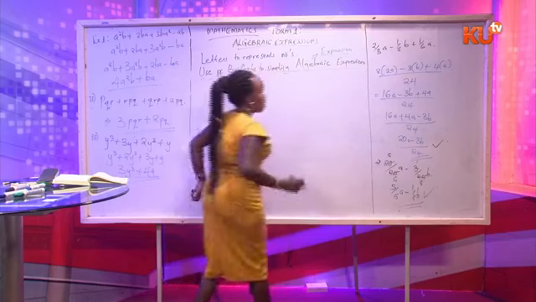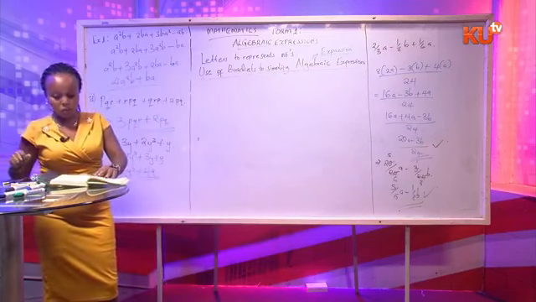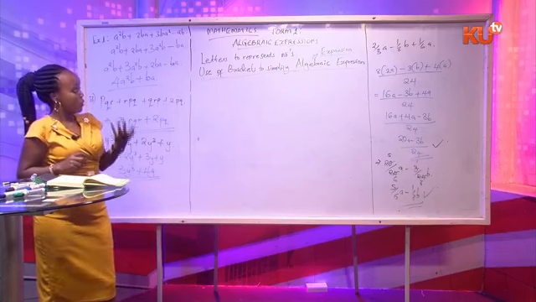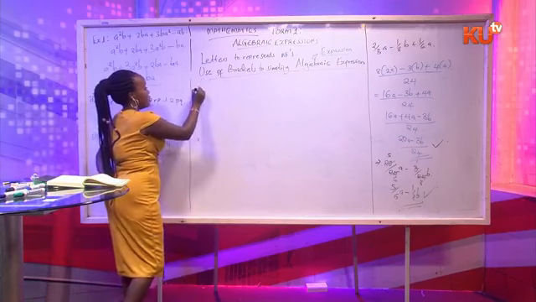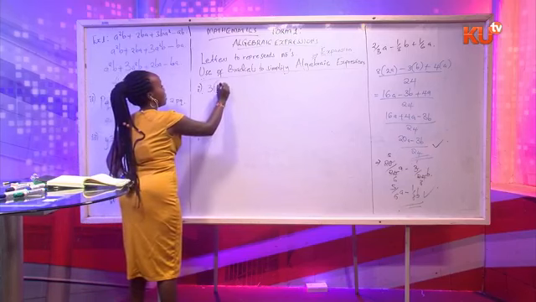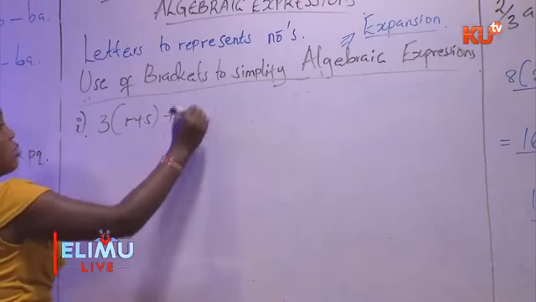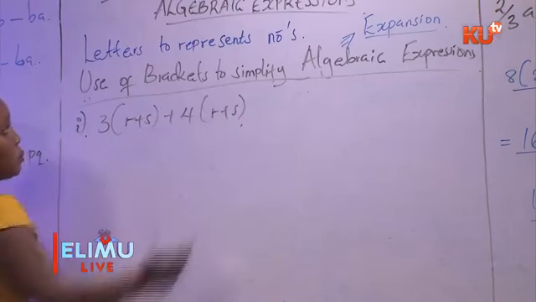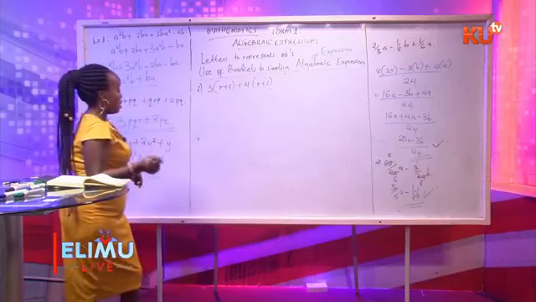In most cases, you can be told to expand the following, and then you are given a certain question. So let us look at how we remove brackets to simplify algebraic expressions. We're just going to start with the first example. Let us have 3 into bracket r plus s, and then plus 4 into bracket r plus s. We are supposed to remove those brackets and then simplify. Brackets mean the same as multiplying. So let us look at how we solve that one.